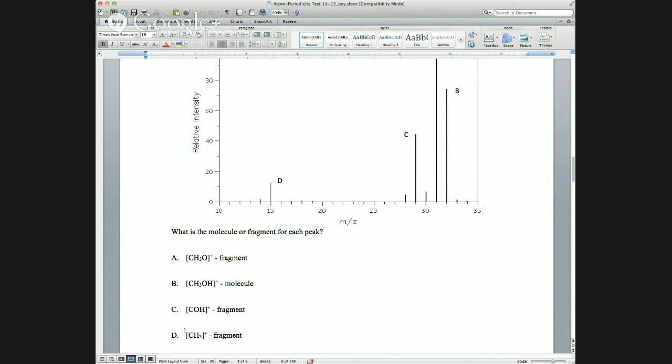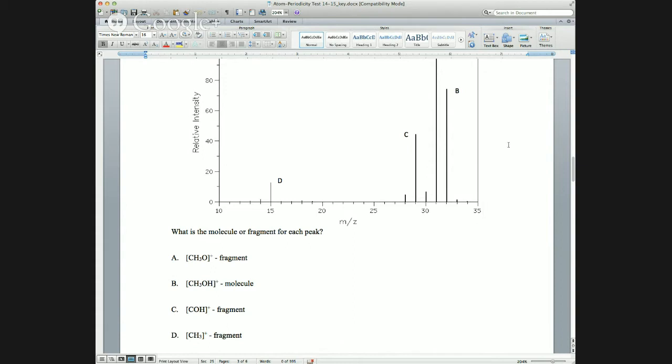I will not mark you off if you do not include the positive signs for the cation. You should know that they're all cations. It would be the smart thing to do. I don't know what's going to happen on the test if they will go that far, but you should know that. And I did not mark off if you said one was a fragment or one was a molecule. Again, important to know, but will not be marked off.